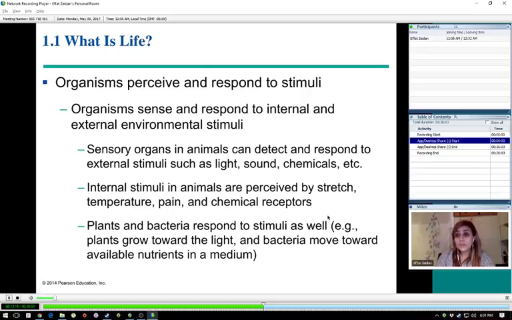Plants and bacteria do respond to stimuli as well. So, for example, plants do grow towards light, as you can see. Bacteria do move towards nutrients in a medium.